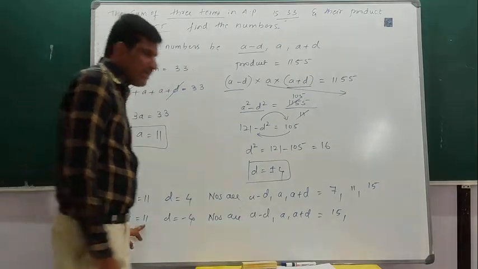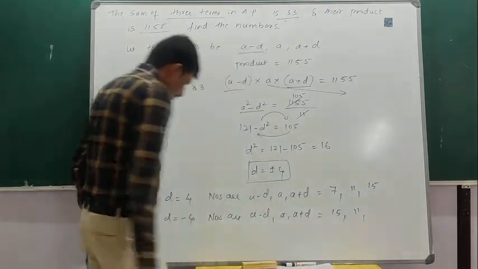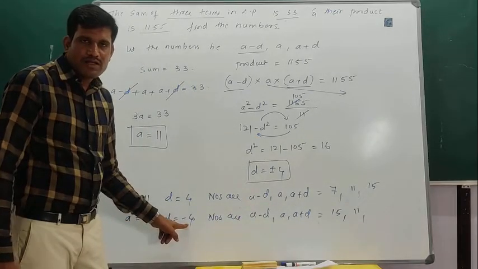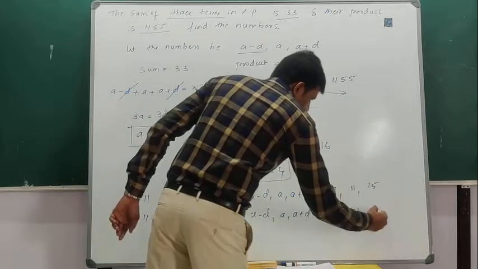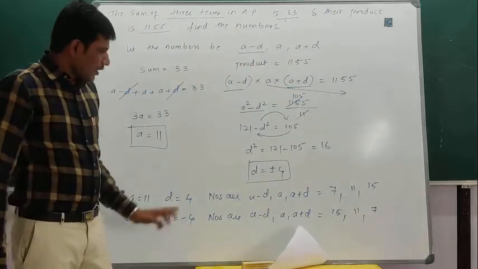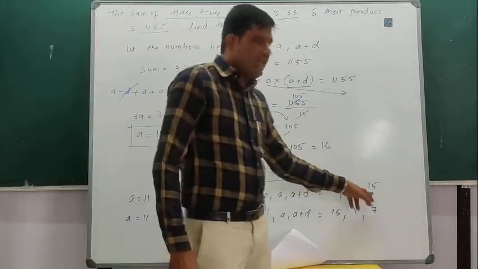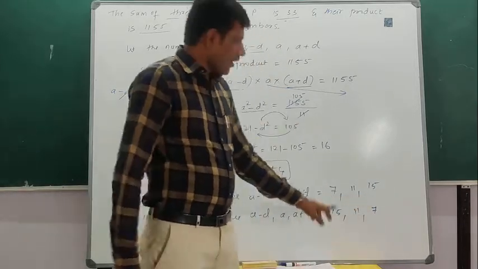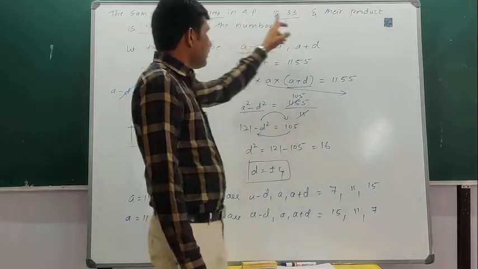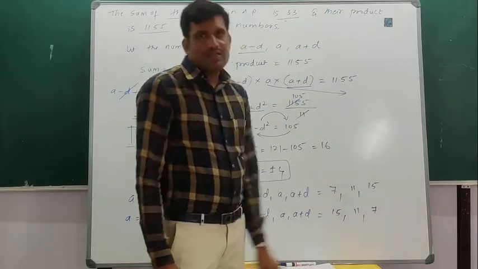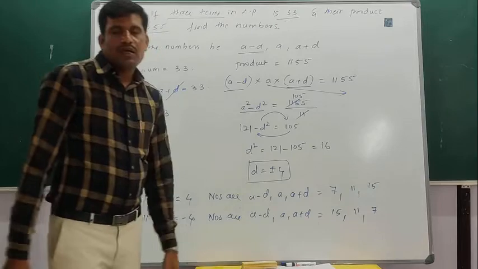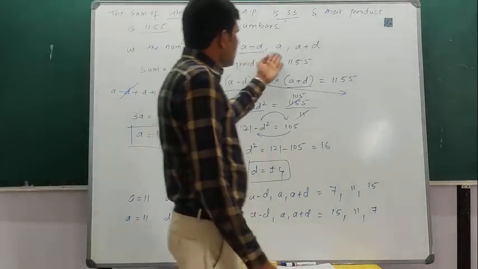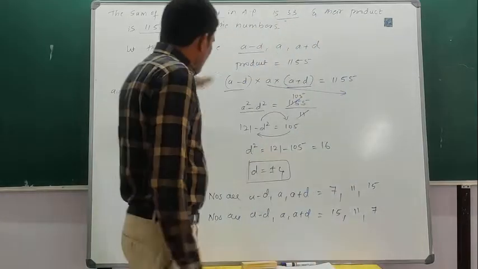Next value is a. What is the value of a? It is 11. The third value is a plus d, that is 11 plus into minus 4, which is minus, so 11 minus 4 is 7. Therefore the numbers can be 7, 11, 15 or 15, 11, 7. In both cases, if you add the three numbers, we get 33, and if you multiply the three numbers, we get 1155.